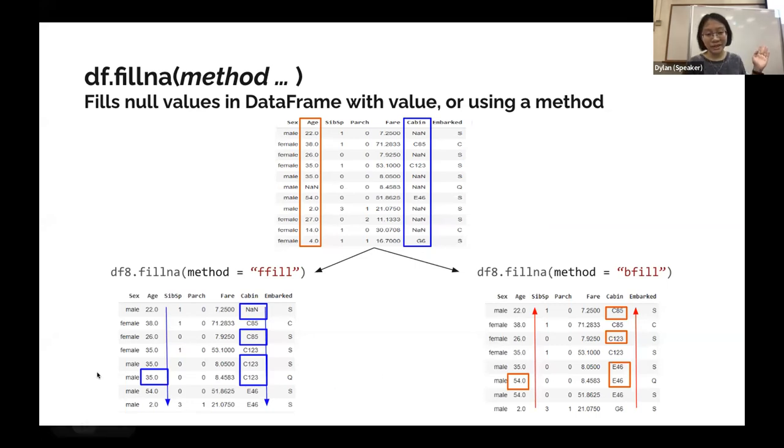Just be aware, especially when you're filling in specific information. For example, if I fill in the age, but let's say I wanted to find the average age of a passenger on the Titanic, if you were to fill in the value using a forward fill, it'll be very different from when you fill it with a back fill, because the values are vastly different. So you can only use this function in a specific context. Maybe you can sort the data frame first, and after that do a forward fill or a back fill.